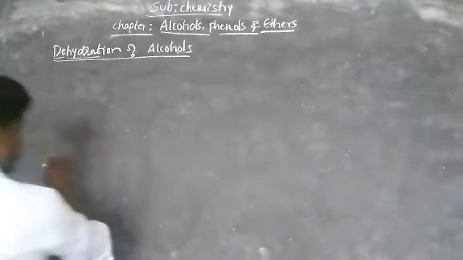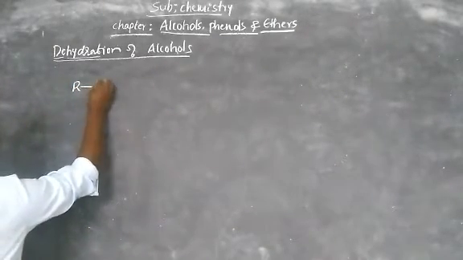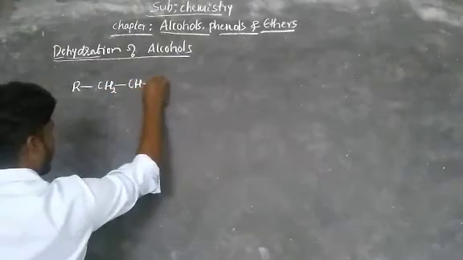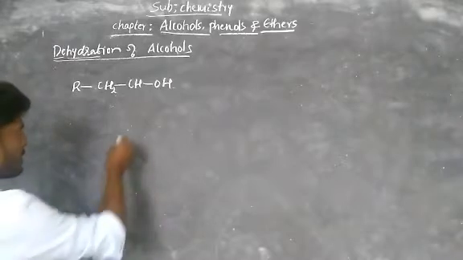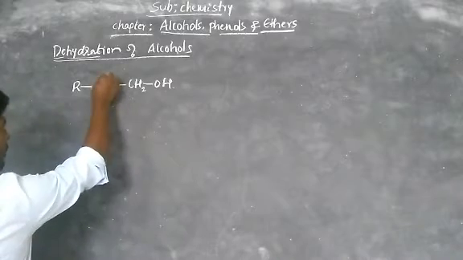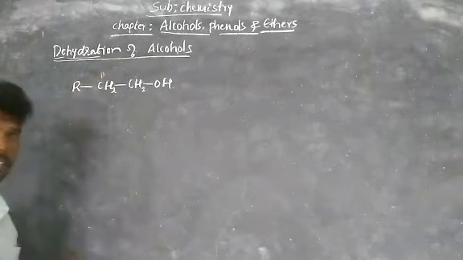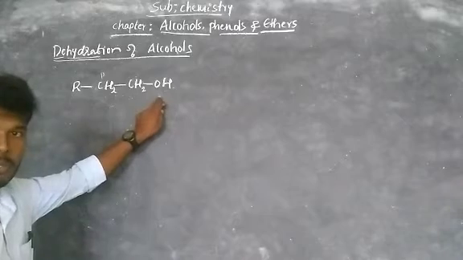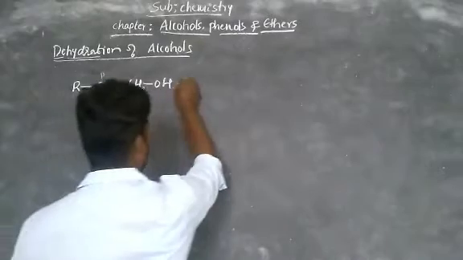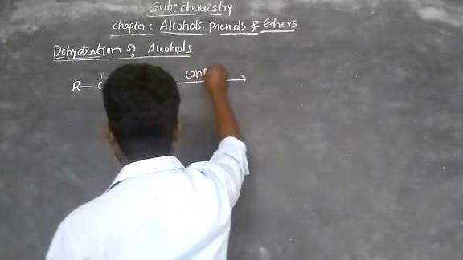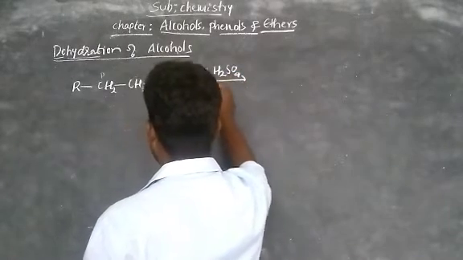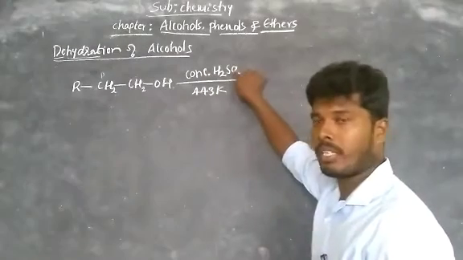So see an example. Alcohol is generally represented as R-CH2-CH2-OH. This is the general representation of alcohol. Here, the alpha carbon and beta carbon. From the beta carbon the hydrogen is removed, along with the OH group you get water as a byproduct, and the main product is alkene. This is treated with concentrated sulfuric acid, H2SO4 at 443 Kelvin. So this is called the dehydrating agent.